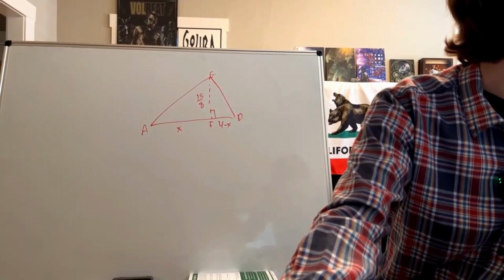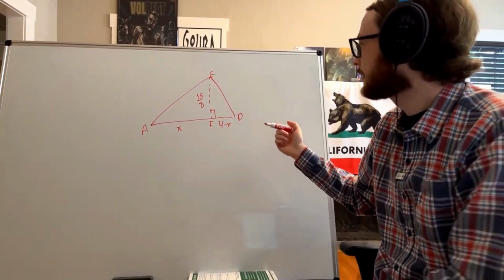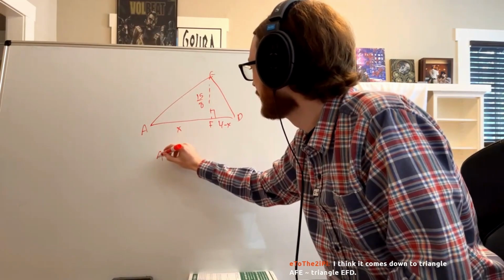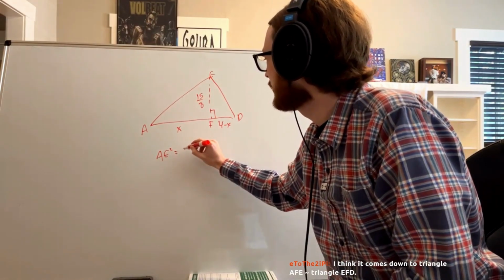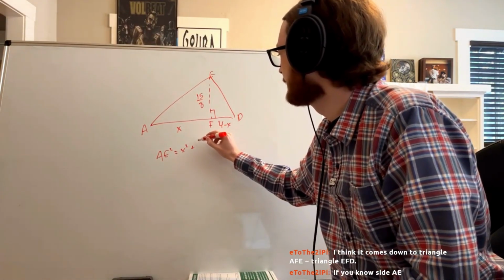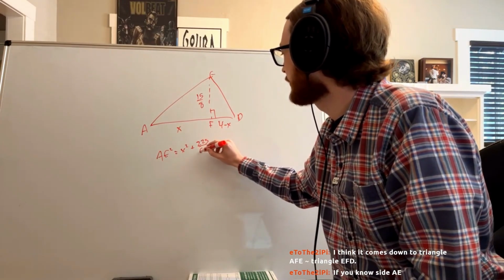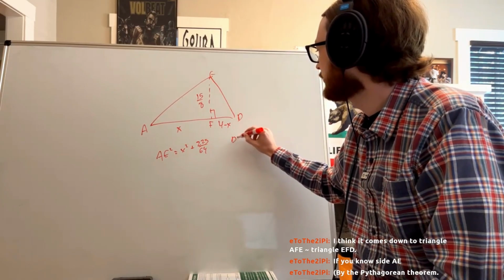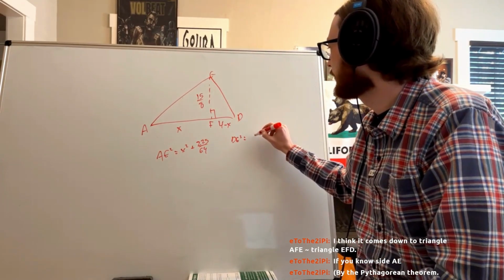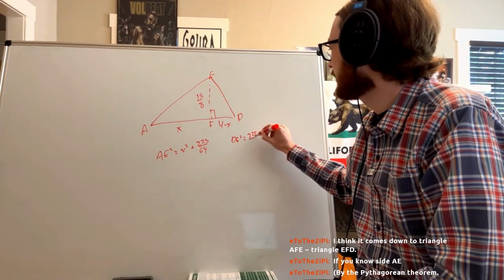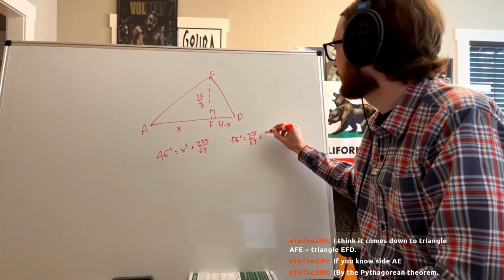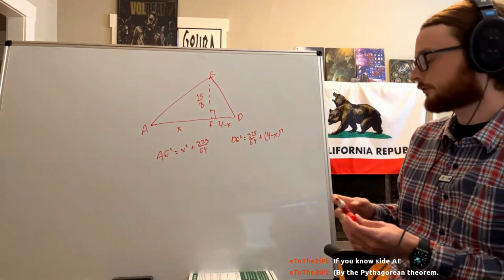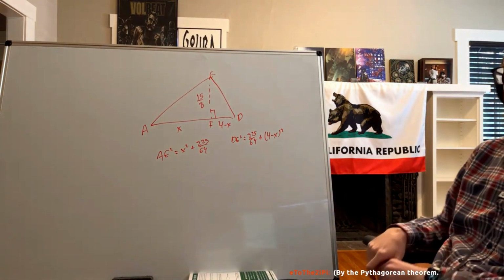So if we use the Pythagorean theorem on the left triangle, AE squared equals x squared plus 225 over 64. On the right triangle, we get DE squared equals 225 over 64 plus (4 minus x) squared. So that's actually, we have too many unknowns. That's two equations and 3 unknowns.